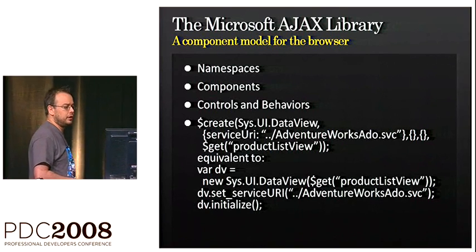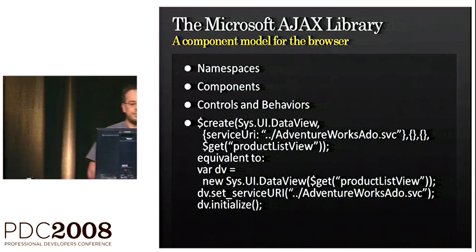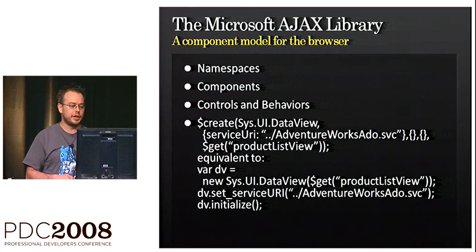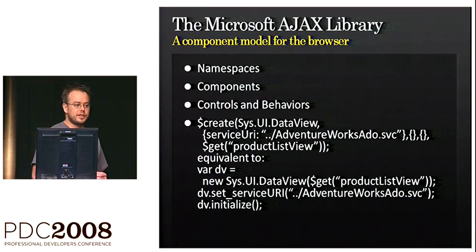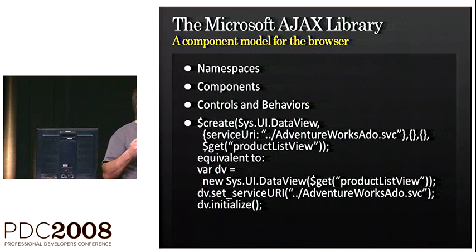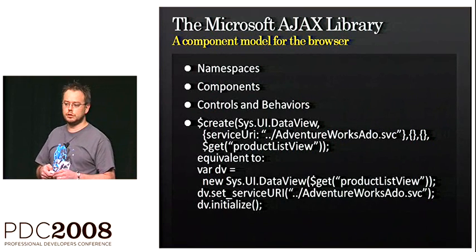The way you create a control or a behavior today is by calling a magic API that's called $create, and that is a shortcut for many things. So you do $create, you give it a class that you want to instantiate, and you give it a property bag, and it's going to set those properties, and you give it an element to attach to if that's relevant. This $create instruction is exactly equivalent to the code that I wrote on the bottom of the slide, which is new data view, giving it the HTML element, set the property, and then call initialize. So this is how you used to do instantiation in Microsoft AJAX.